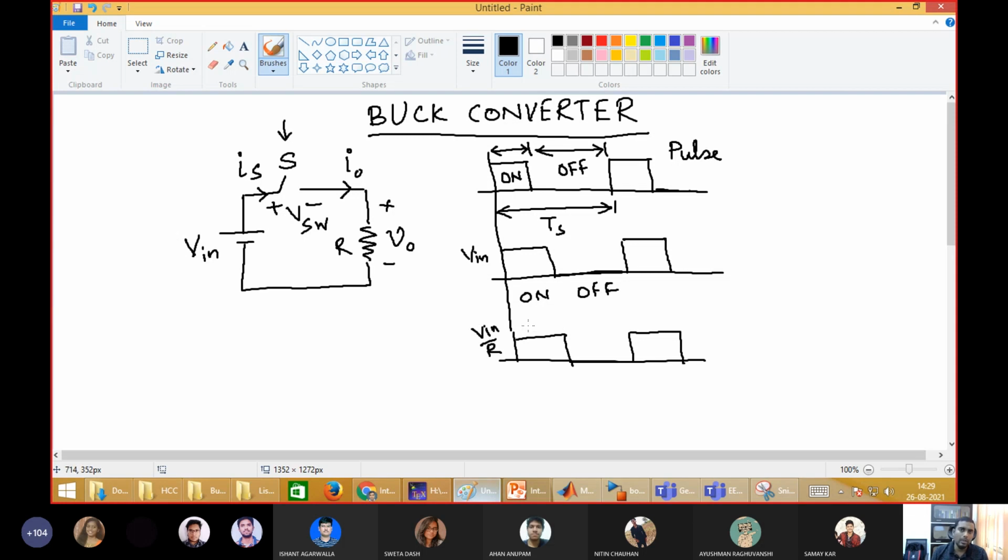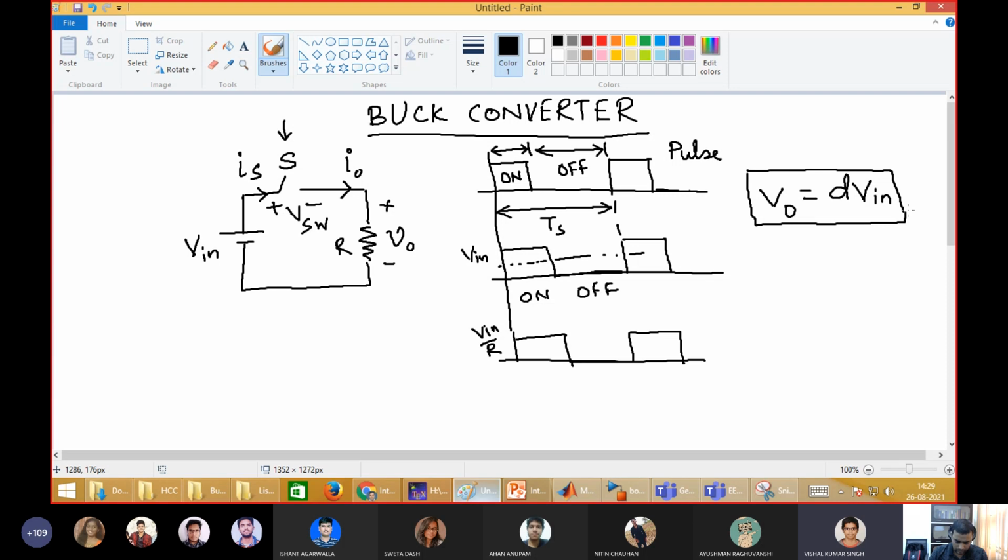Now you might ask, sir, how has the voltage reduced? Actually, if you do averaging of the voltage, then the voltage has reduced. And you know that for a buck converter, V output is equal to D times V input, right? Under what condition is this valid? Continuous conduction mode. What is the meaning of that?